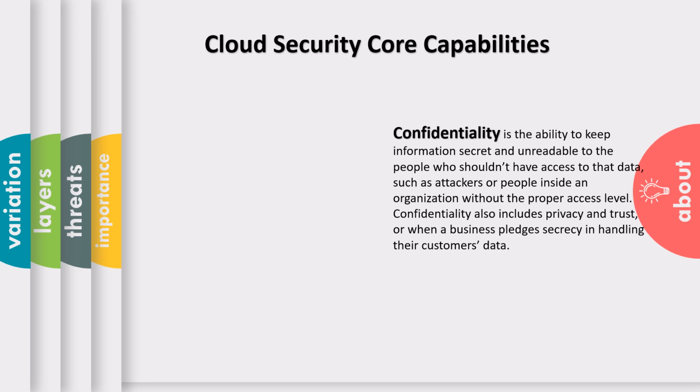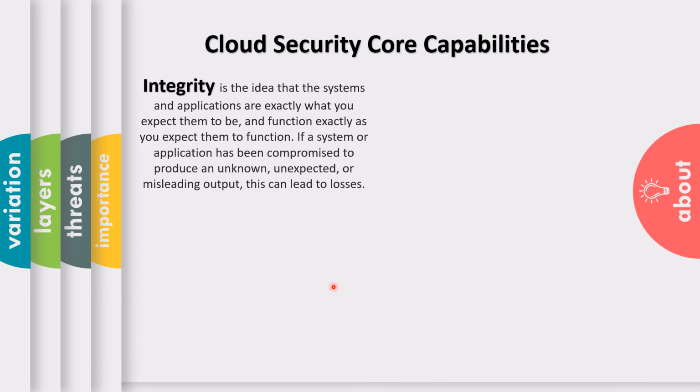So what is confidentiality? Confidentiality is about keeping sensitive information private and secure. It means that only the people who are supposed to see your data can see it and everyone else is locked out. Then integrity. What is integrity? Integrity means making sure that your system and applications do exactly what you expect them to do and they don't give you false or misleading results.